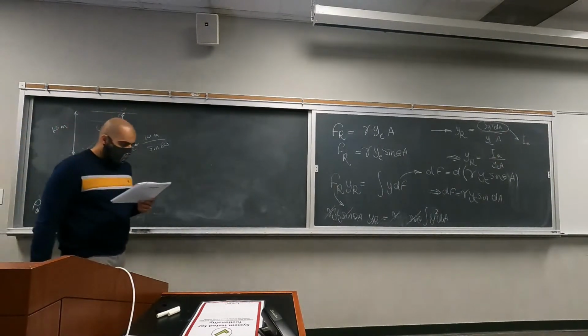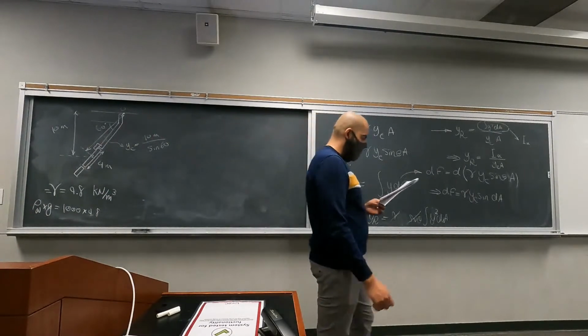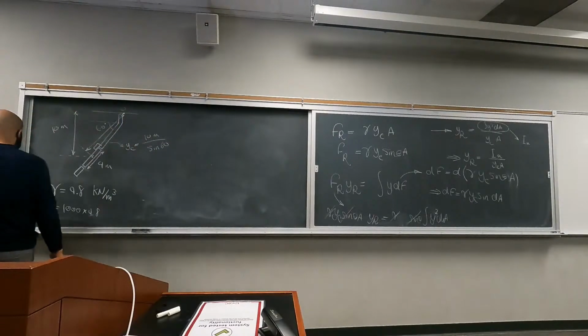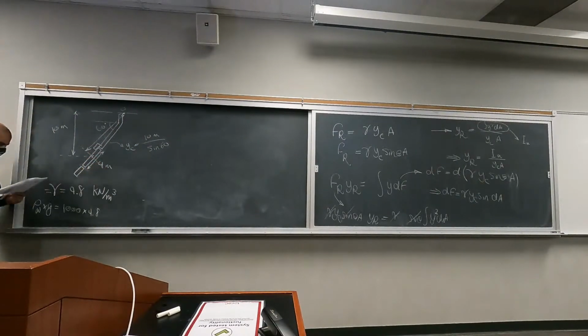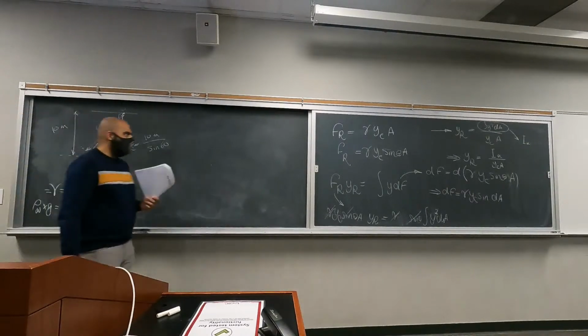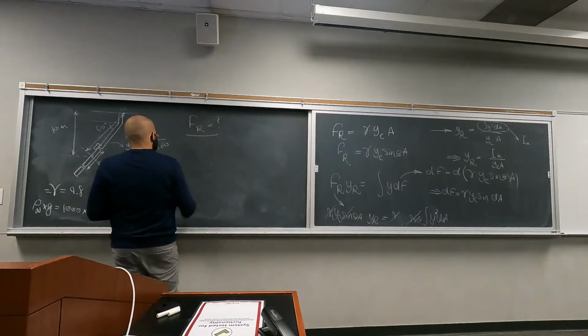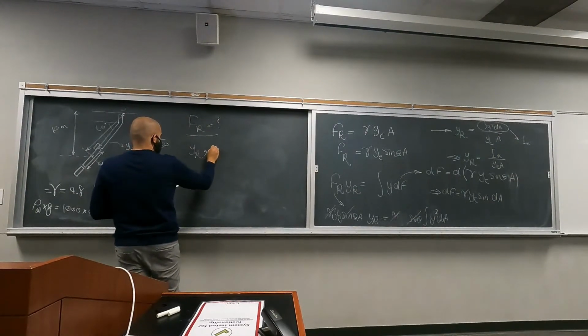Okay. The gate is mounted on a shaft. The shaft is in the middle here. We want to find the magnitude and location of the resultant force exerted on the gate by the water. So the resultant force exerted on the gate by the water, and also the location of that force.